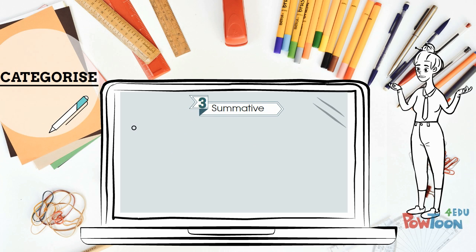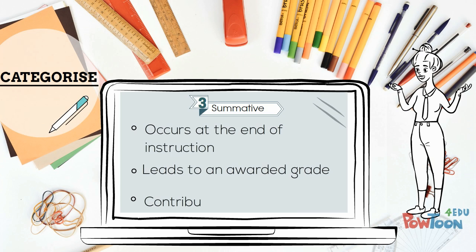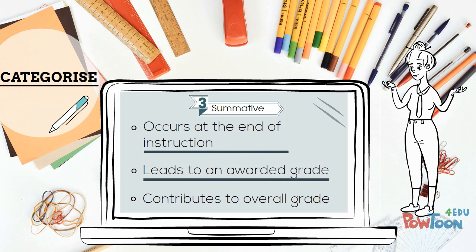Summative assessment occurs at the end of instruction and leads to an awarded grade or determination that contributes to the overall grade for the unit learning program. An example of a summative assessment in your learning program would be Assignment 2. This assignment occurs at the end of Module 2, leads to an awarded grade of fail, pass or credit and so on, and it has a weighting of 30%, meaning it will contribute to your overall grade for this unit. This is summative assessment.